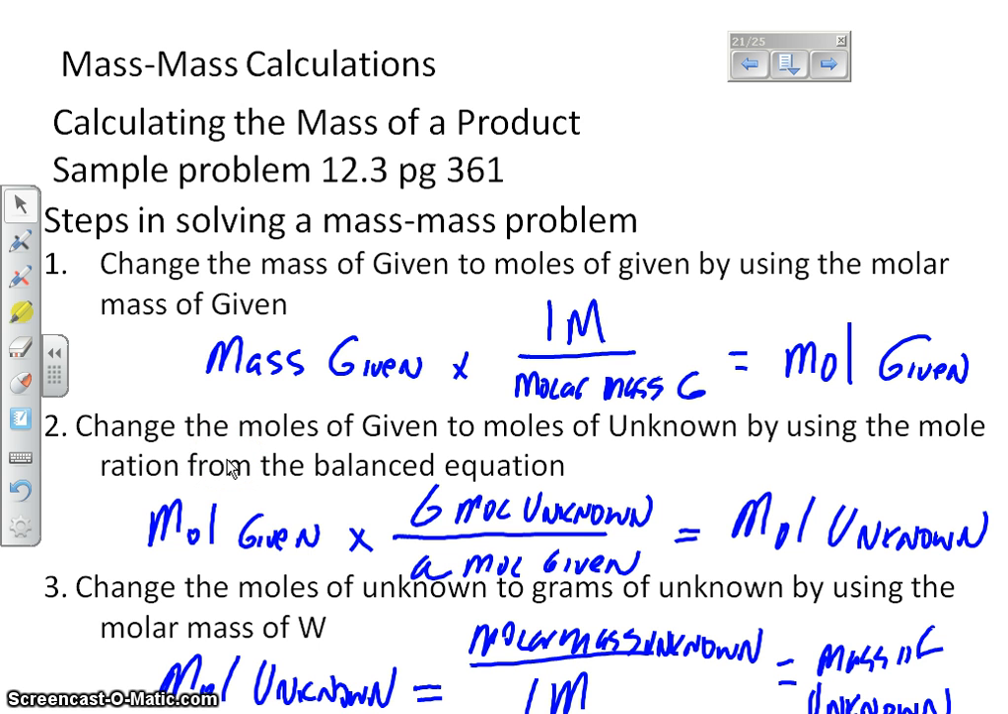Moles given times, those are our coefficients again, so given, given, unknown, unknown. And then change the moles of the unknown to grams of the unknown by using the molar mass of the unknown. Okay? All right? So those are the steps, and we're going to do that right now.